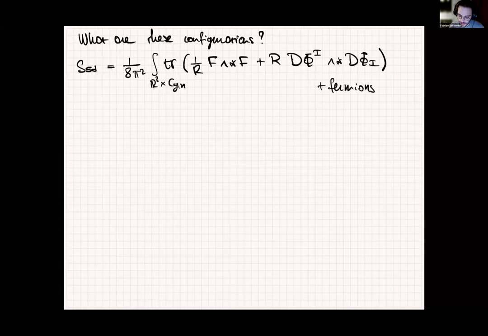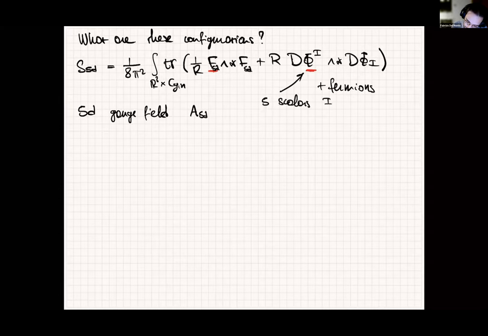Of course, there are fermions because this is a supersymmetric theory. So the field content of this five-dimensional theory is a five-dimensional gauge field, a five-dimensional connection A5D. Let's denote its field strength by F5D. And then we have these five scalars, because this I runs from 1 to 5, and they're SO(5) indices, just as before.